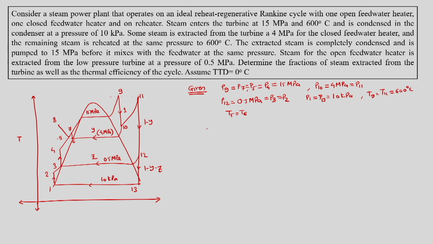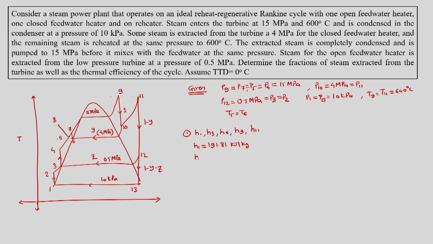So, with this we will first find out all the enthalpies at the different corners from the steam table. So, which enthalpies we can find out first? We can find out enthalpies which are H1, H3, H6, H9, H11. We can find out these. So, here we will get H1 is equal to 191.81 kilojoule per kg. This is corresponding to 10 kilopascal condenser condition.